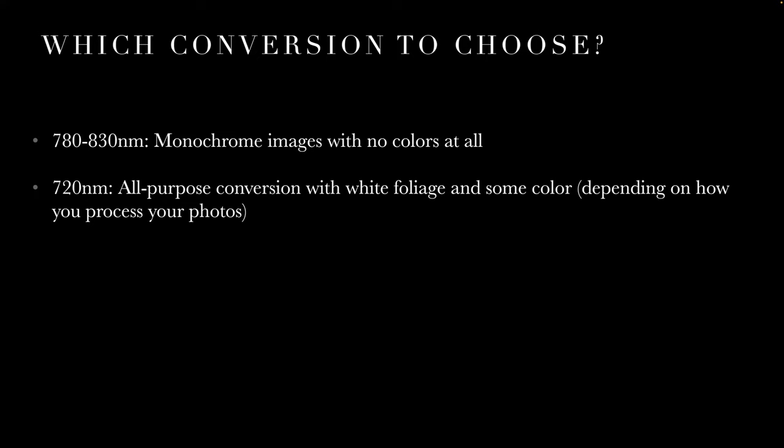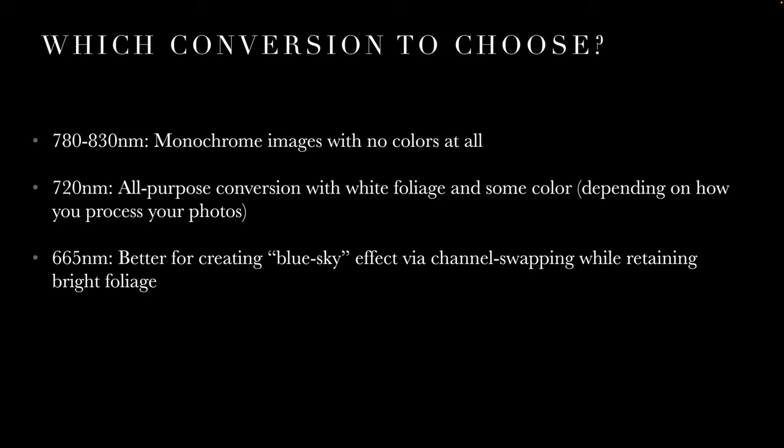Now, as we move below 720, remember 720 was kind of our cutoff threshold for where visible light comes in. We're in the red zone. Now we're going to go into the visible zone. So 665, that's more in the reds into the yellows. This is allowing a little bit of visible light to come in along with that infrared component. This is better when you want to do some work with color in your files.